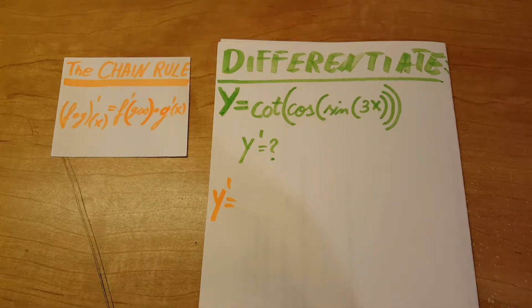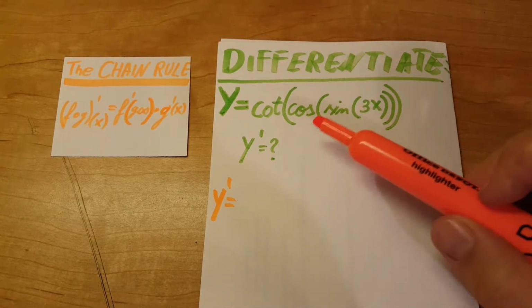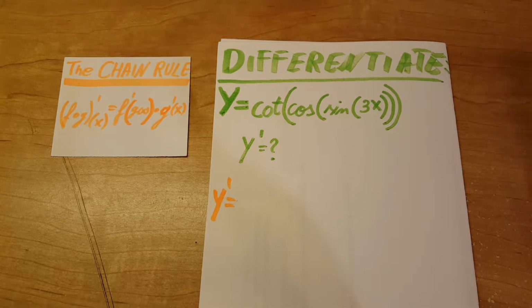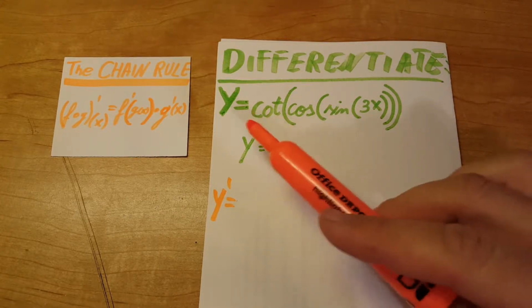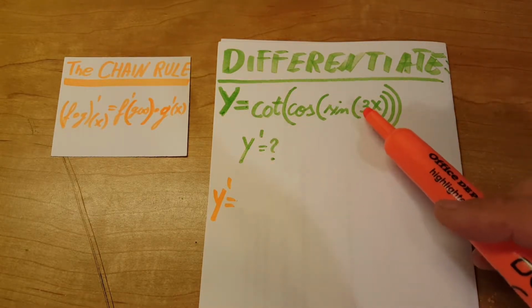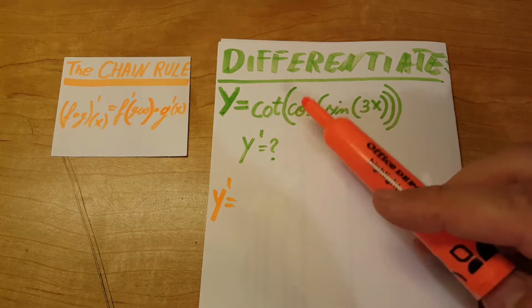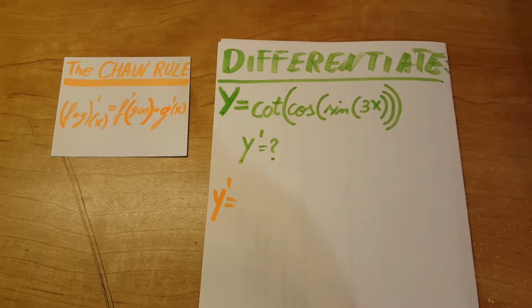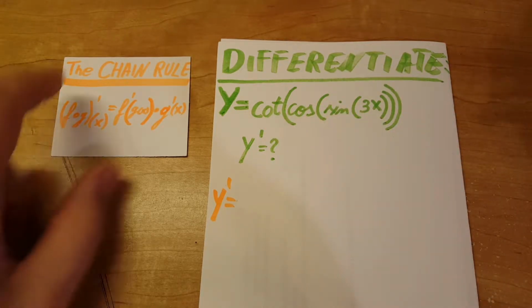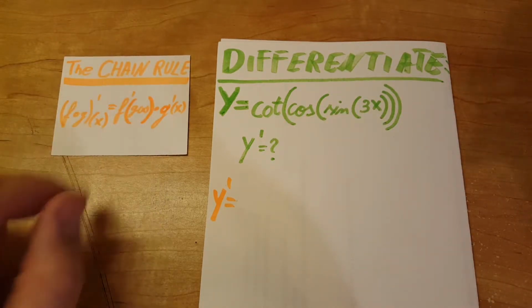Okay, for this equation we're gonna use the chain rule in order to differentiate it, and as we can tell it's quite complex. There's 3x inside of sine, sine inside of cosine, cosine inside of cotangent. So there's several things, one inside the other. The chain rule helps us with this.